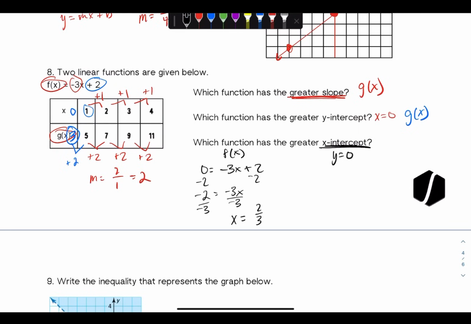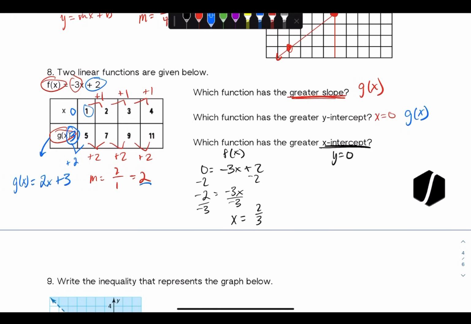So now, let's go back to g of x, and if we try to write an equation for g of x, we already found the slope is 2, the y-intercept is 3, so we could say g of x is equal to 2x plus 3.